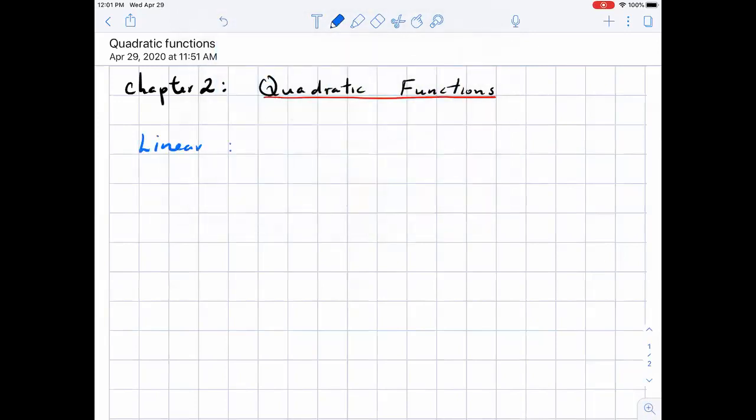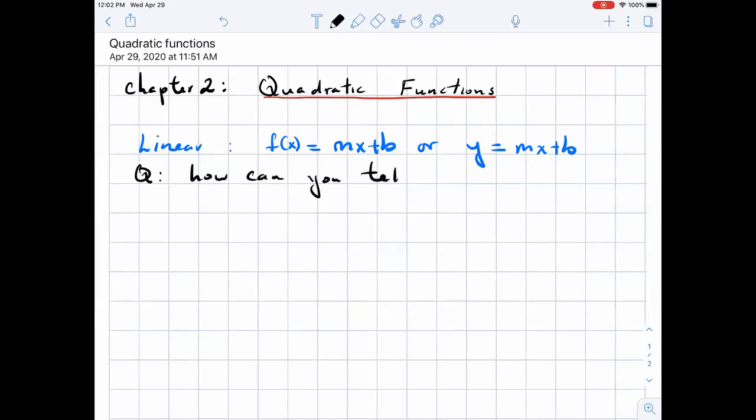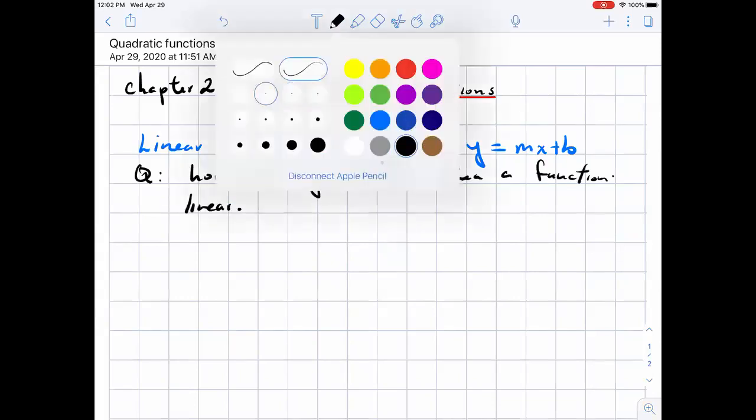Linear is generally written in the form f of x equals mx plus b. Or you guys usually write y equals mx plus b, right? So if I ask you the question, how can you tell when a function is linear? All of this was in my notes that I posted. So I hope you guys are keeping up with the notes. If you don't read the notes, then we're going to move at a slower rate, and then you guys will be more behind schedule.